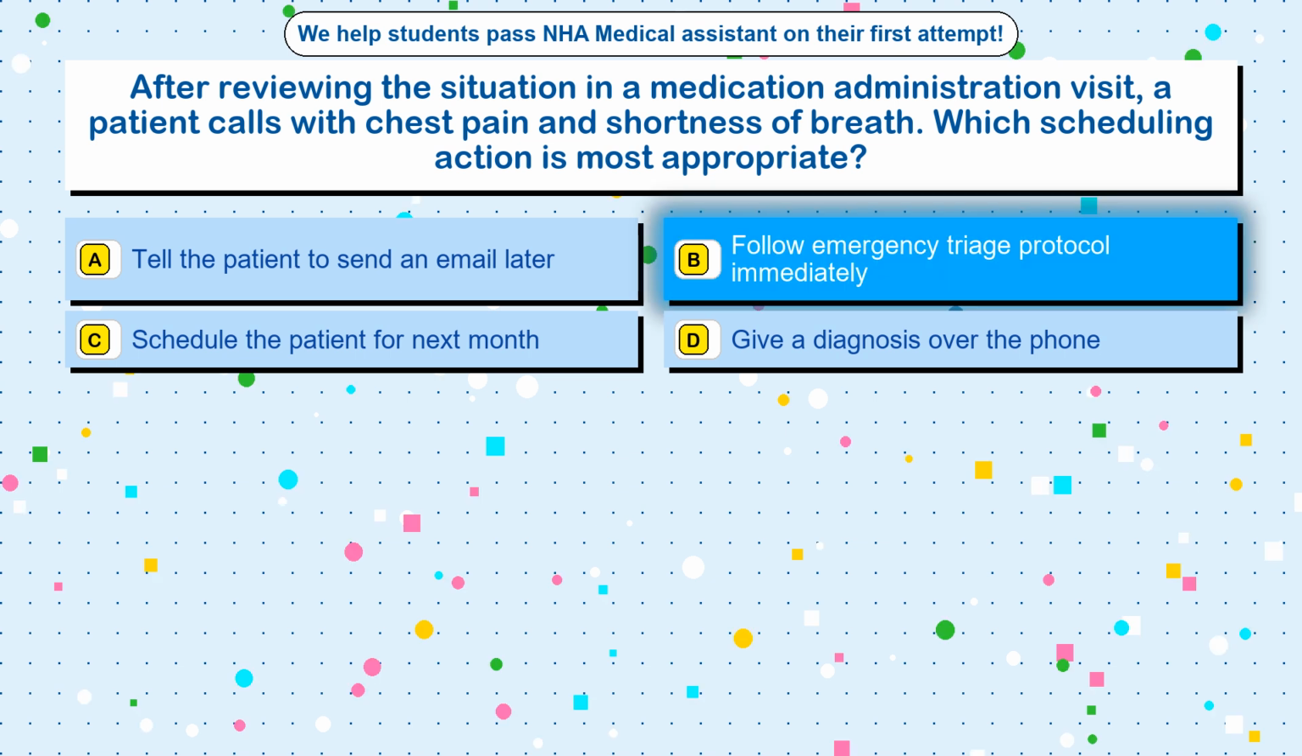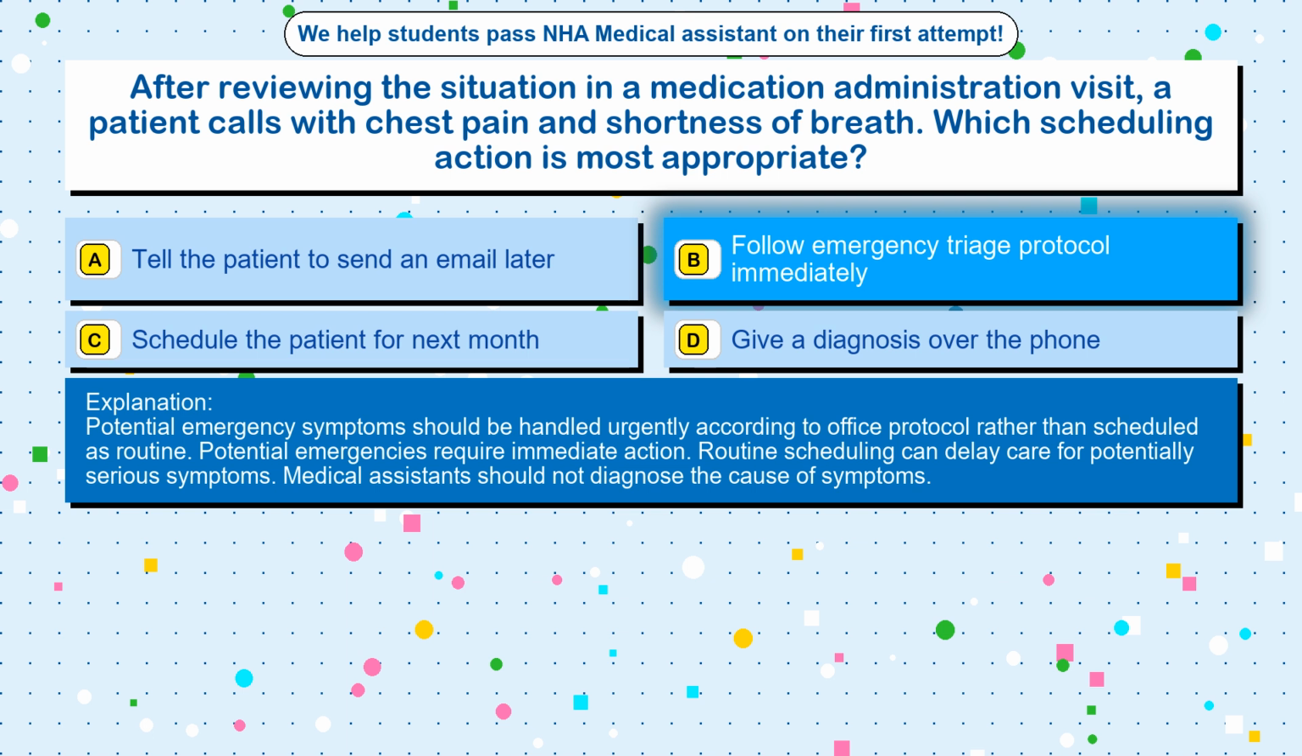The correct answer is option B. Follow emergency triage protocol immediately. Potential emergency symptoms should be handled urgently according to office protocol rather than scheduled as routine. Potential emergencies require immediate action. Routine scheduling can delay care for potentially serious symptoms. Medical assistants should not diagnose the cause of symptoms.